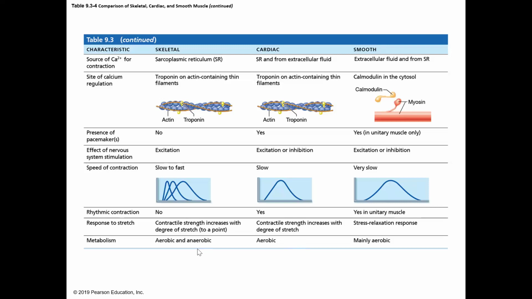Which one here makes its ATP aerobically or anaerobically? Well, let's see. For skeletal, it can do either. It can do aerobic to sustain contractions long term. However, if you don't get enough oxygen to the muscle cell, it may produce its ATP anaerobically. For cardiac, you never want it to stop, right? So it's got to produce its ATP aerobically and have the most abundant mitochondria, so it will not rest. For smooth muscle, it contracts mainly through aerobic cellular respiration.